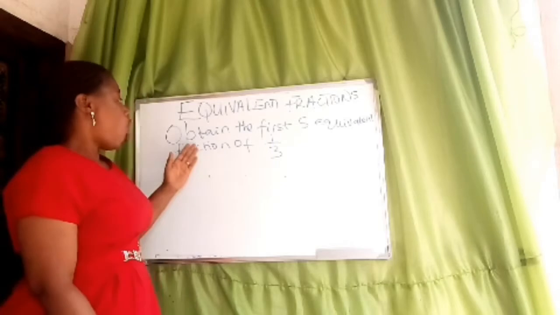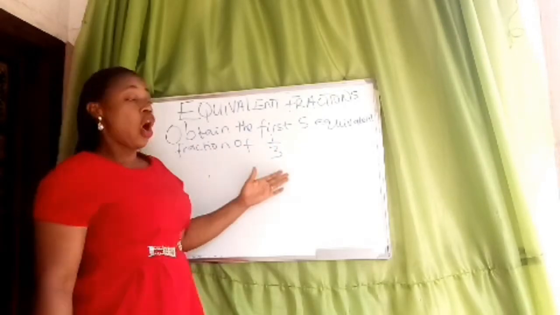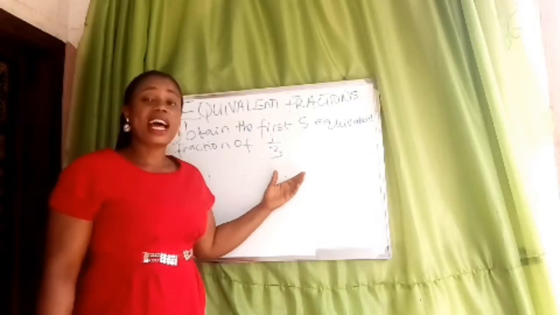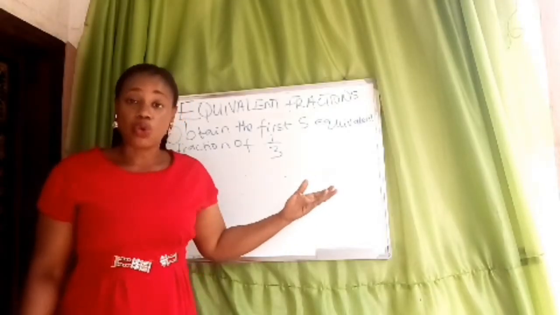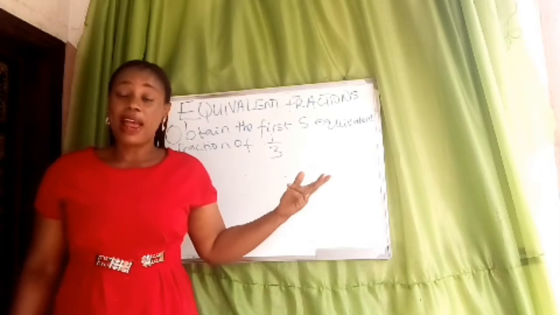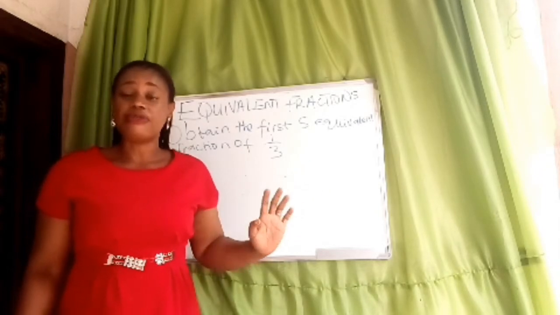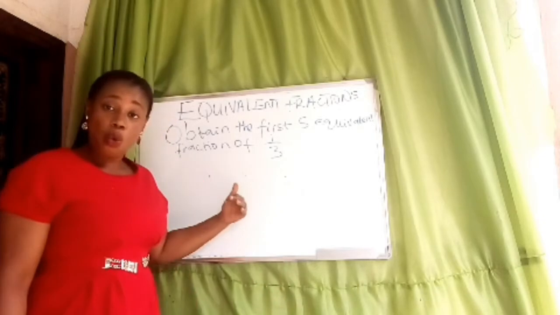The question says, obtain the first 5 equivalent fractions of 1/3. To obtain equivalent fractions of any fraction, you multiply the numerator and the denominator of that fraction by the same number. We are obtaining the first 5 equivalent fractions of 1/3. So we'll start by multiplying our fraction by 2. After multiplying by 2, multiply by 3, by 4, by 5, by 6. That way we'll have the first 5 equivalent fractions of 1/3.